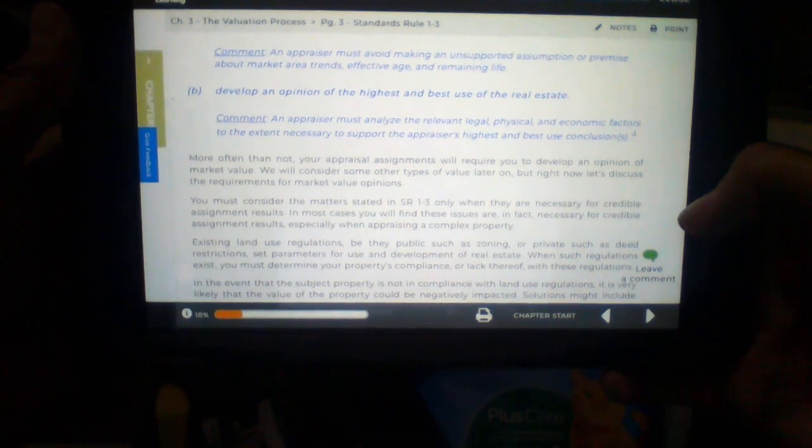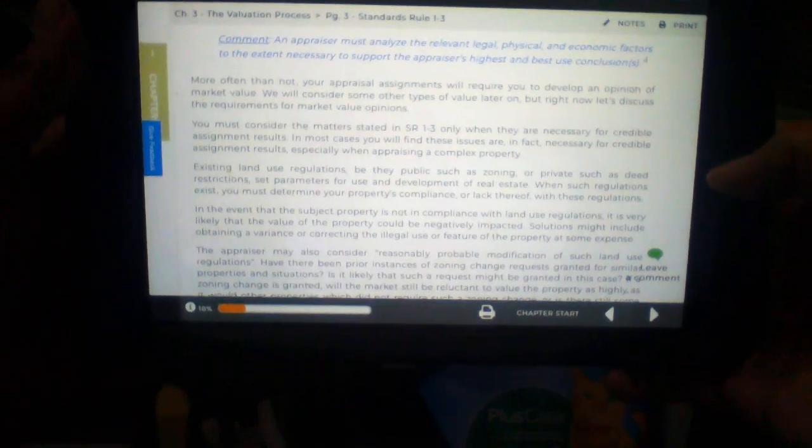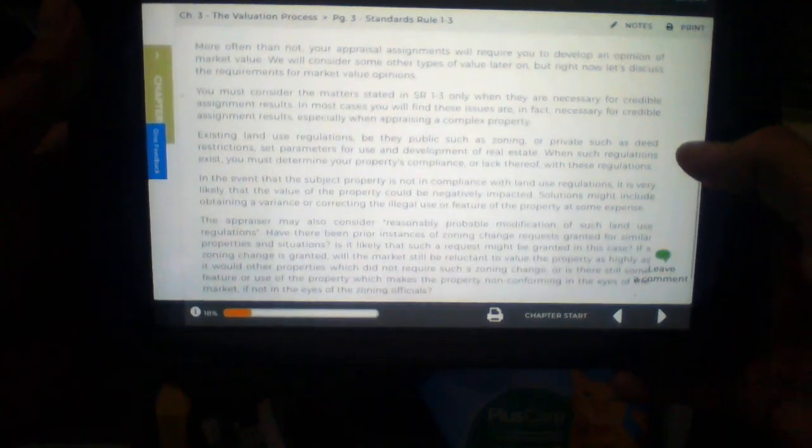And comment. An appraiser must avoid making an unsupported assumption or premise about market area trends, effective age, and remaining life. B. Develop an opinion of the highest and best use of the real estate. Comment. An appraiser must analyze the relevant legal, physical, and economic factors to the extent necessary to support the appraiser's highest and best use conclusions.